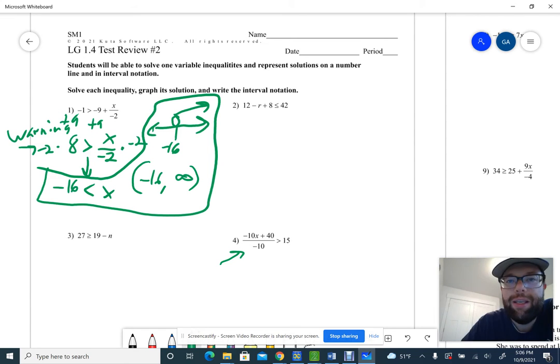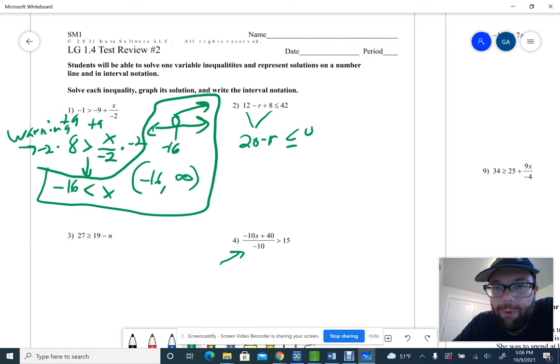Just like that. Okay. On number 2, we start by combining like terms. So I've got 12 and 8 can combine. It's 12 plus 8. So 20 minus r less than or equal to 42. Now I'd get rid of the 20. It's positive, so I'm going to minus 20 to each side. It gives me -r is less than or equal to 22.